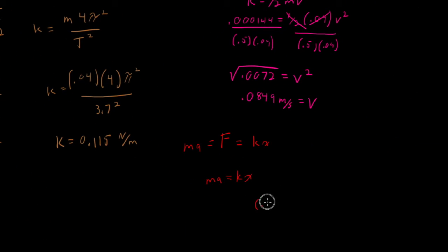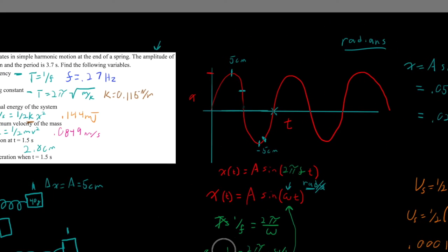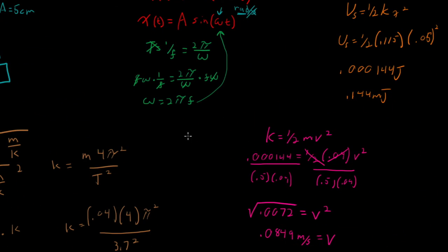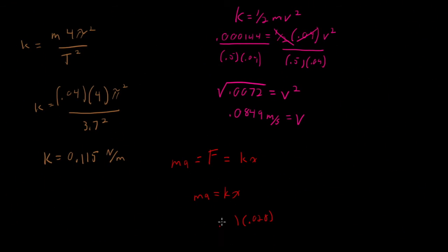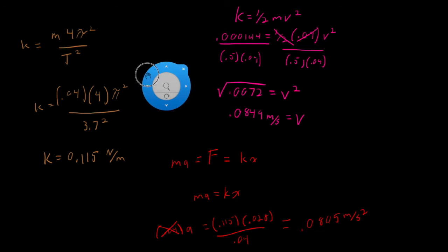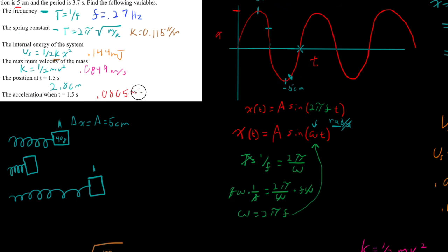So I'm looking at 2.8 centimeters, so I've got 0.028, and then my k value is 0.115. And I'm looking for acceleration, and my mass is 40 grams, 0.04 kilograms. So I divide both sides by 0.04, getting rid of that, and that'll give me my acceleration. My acceleration is 0.0805 meters per second squared. Let's write that in.